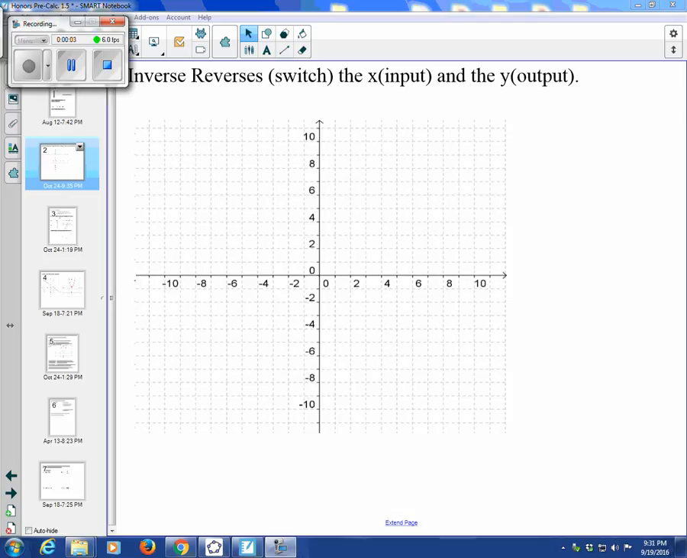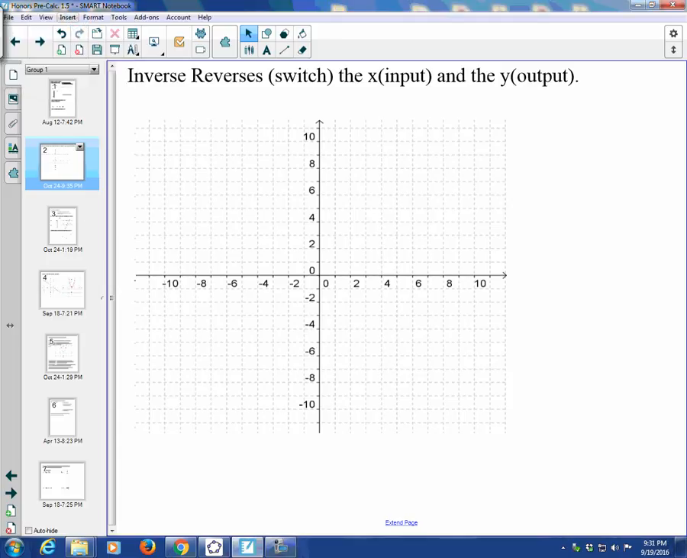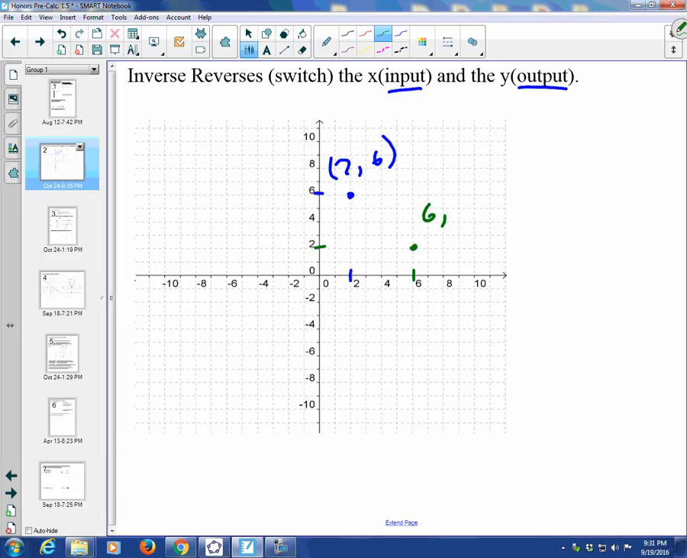Alright guys, so this is our first video on inverses, and in this video we are going to talk about inverses graphically. In general, we're going to say an inverse reverses or switches the x or the input and the y or the output. So if we're looking at a point defined by an ordered pair, let's say we've got the point (2, 6), the inverse of this point is going to be the ordered pair that switches the x and the y value. So that's going to be the ordered pair (6, 2).